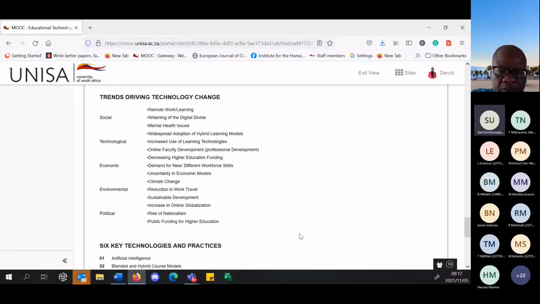And then we spoke about the 2021 Horizon reports, those 3 key Horizon report documents, but more specifically the technology in education, teaching and learning one, right? So that for us was quite critical. And we spoke about the social, technological, economic, and environmental factors.